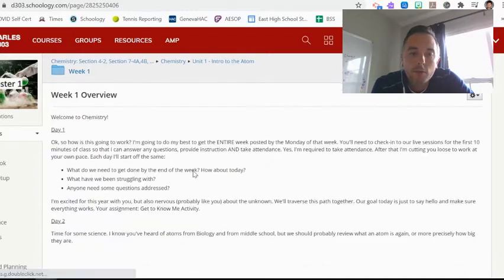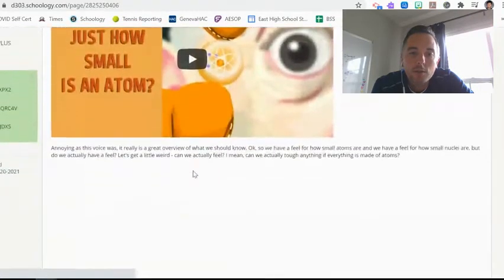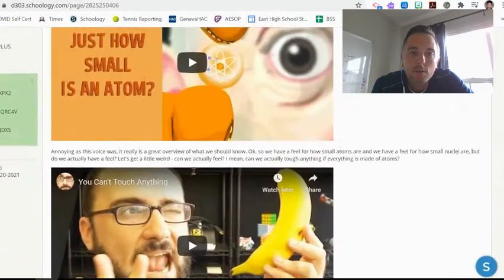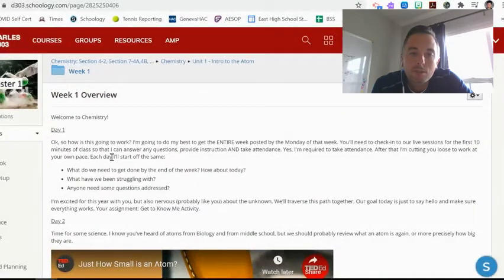In our overview, you can see real quickly, how small is an atom? Just getting some mind to think a little bit about this. So for our purposes of testing, not so important.